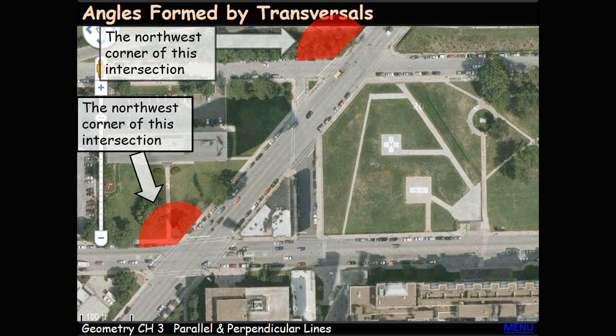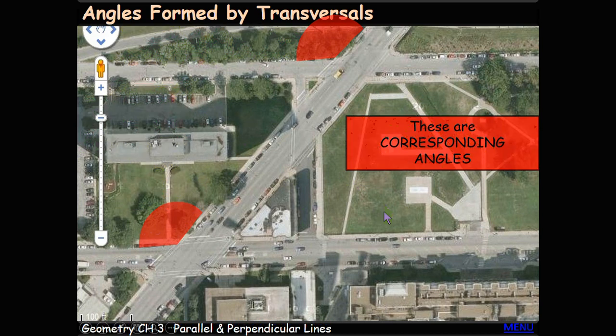They're both northwest corners. That's what corresponding means. They're not interior or exterior. In fact, you have one of each. That's usually the giveaway that you're going to be looking at corresponding angles. Corresponding angles means in the same place at two different intersections.